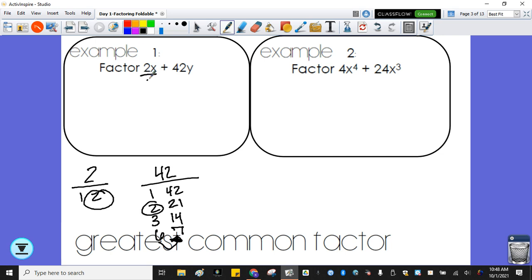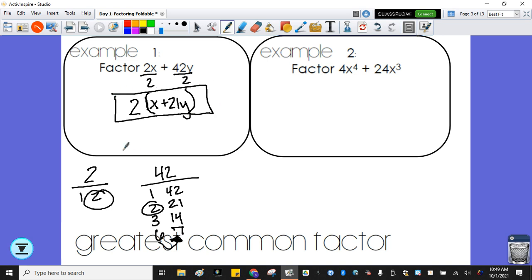So we're going to divide out the greatest common factor. 2x divided by 2 is 1x. You don't have to put the 1 there. There's always an invisible 1. 42 divided by 2 is 21, and then y. Make sure there's no more greatest common factor, because if there is, then you didn't take out the greatest common factor. When there's not, put this in parentheses and put your greatest common factor in the front.